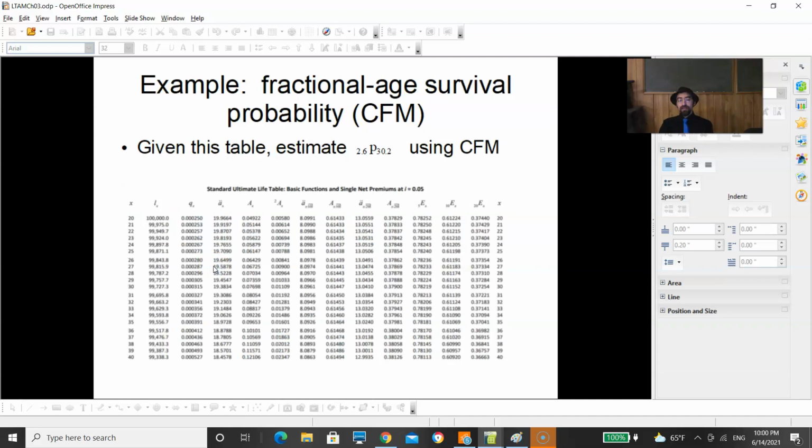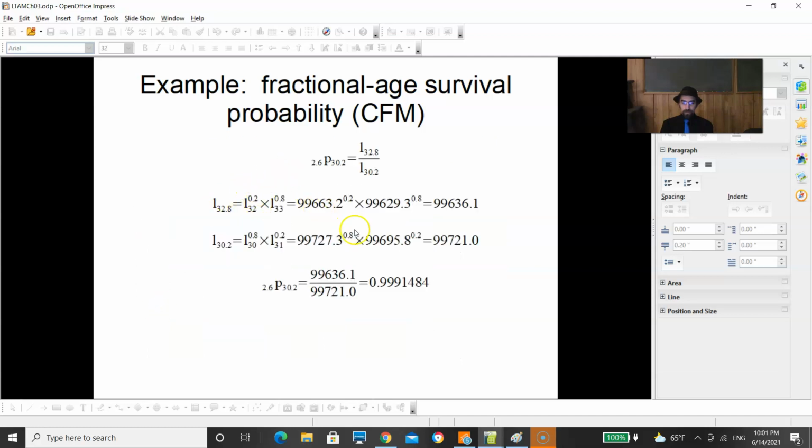So if I want that same fractional age assumption using constant force of mortality, now instead of doing that linear interpolation, I have to do exponential interpolation. I have to say that the number of people who survive to age 30.2 is survivors to age 30 to the 0.8 times survivors to age 31 to the 0.2. And something similar with ages 32 and 33. So here are the formulas. Glance at them for a while. Do the algebra, and you get almost the same answer, 0.9991484.